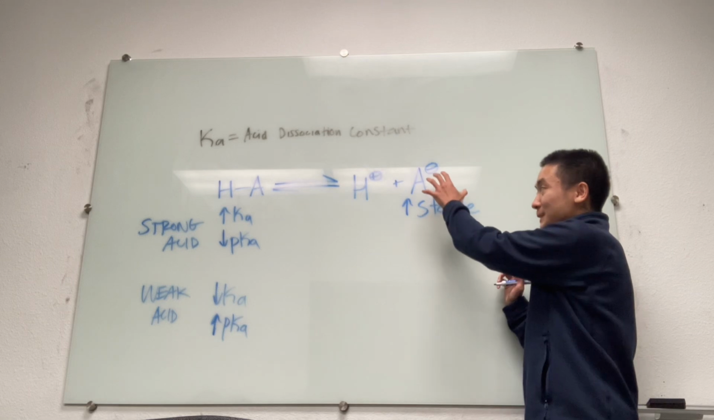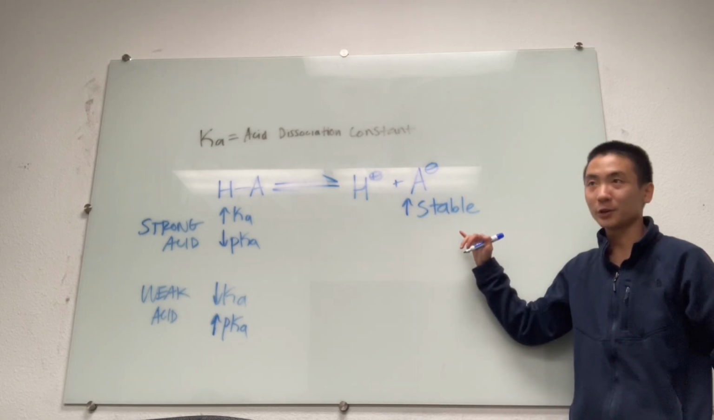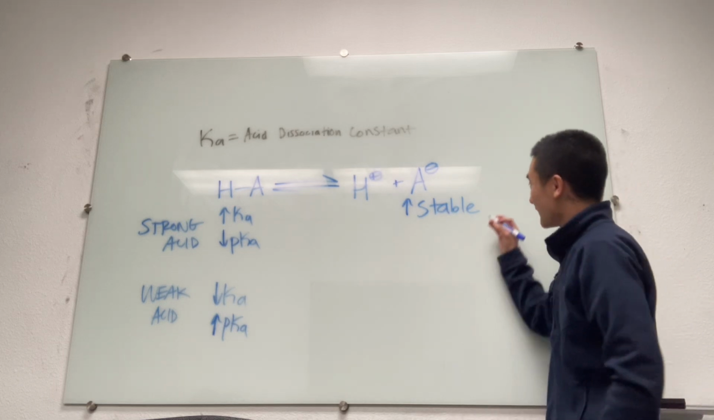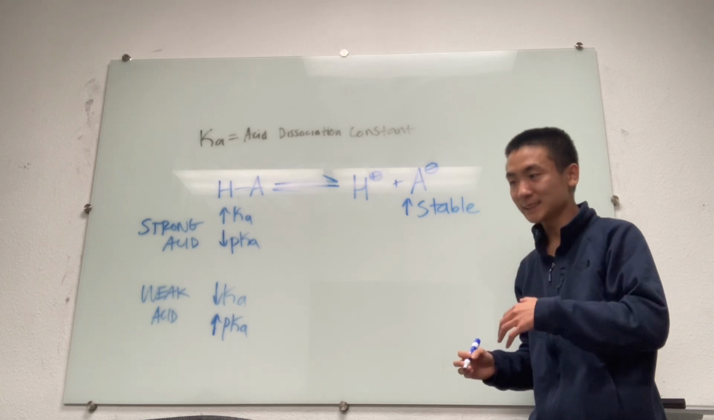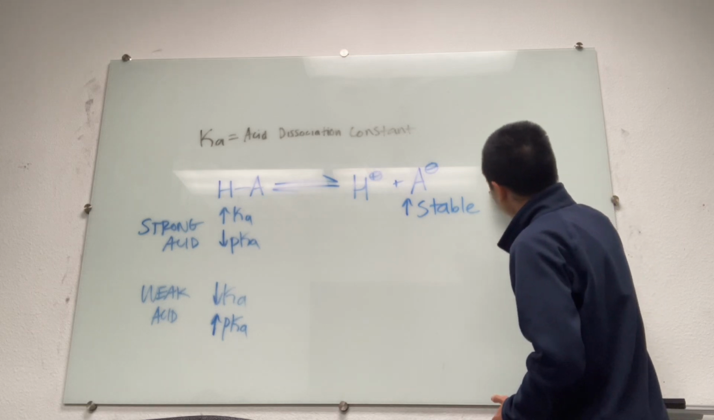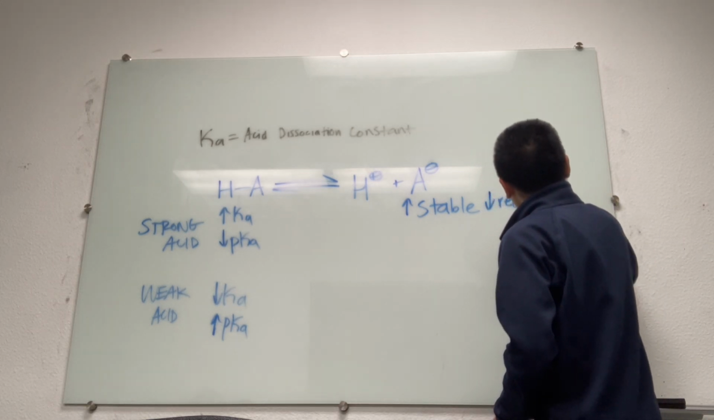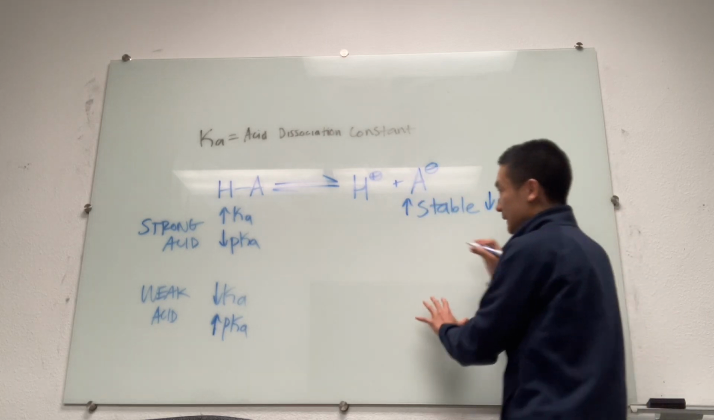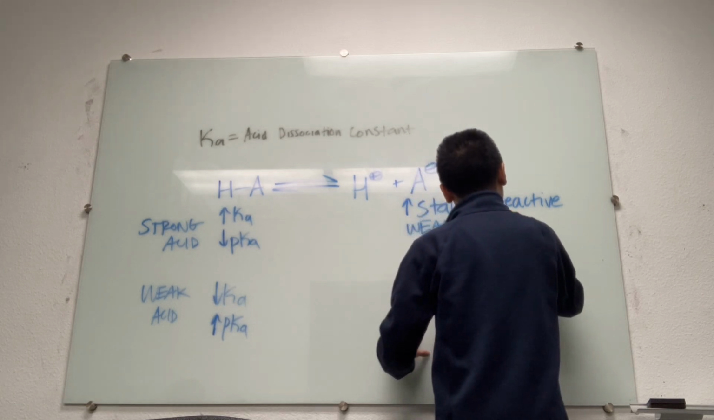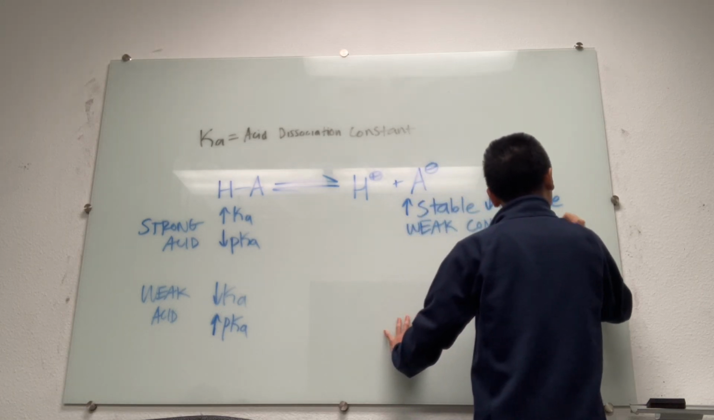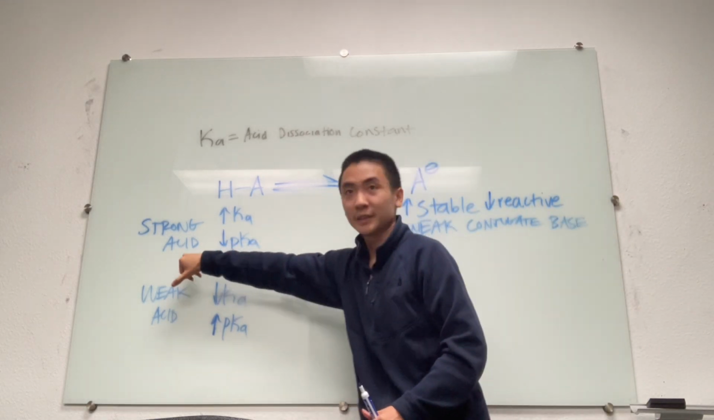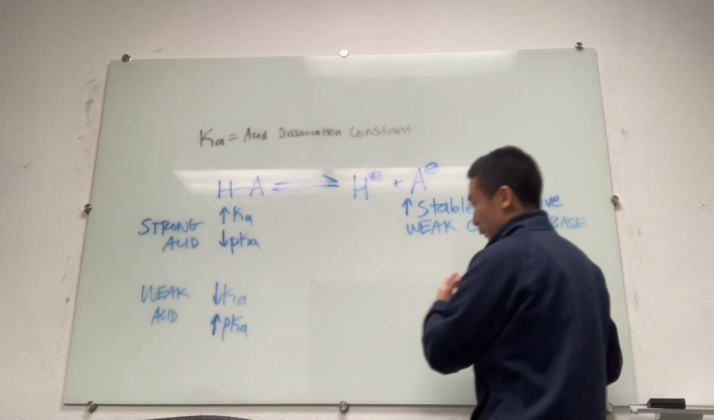So if it's more stable, do you guys think it will be more or less reactive if it's at peace? Like, will it be more or less reactive? Less. Yeah, less reactive because it's happy, it's at peace, so it's gonna not want to react with anything, right? It's not angry, so it's gonna be less reactive. So because it's less reactive, this is going to be a weak conjugate base. So a weak conjugate base is going to come from a strong acid. So it's going to be the other way.